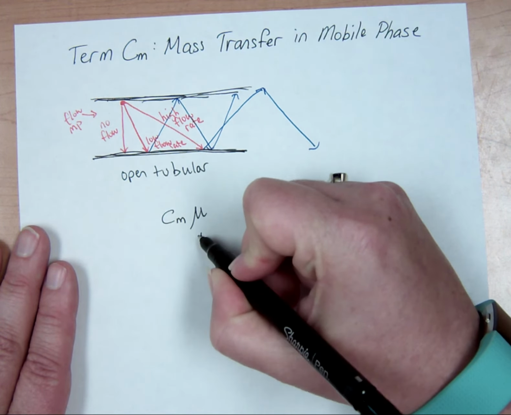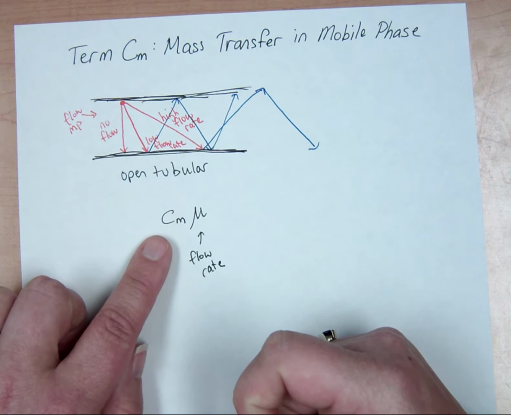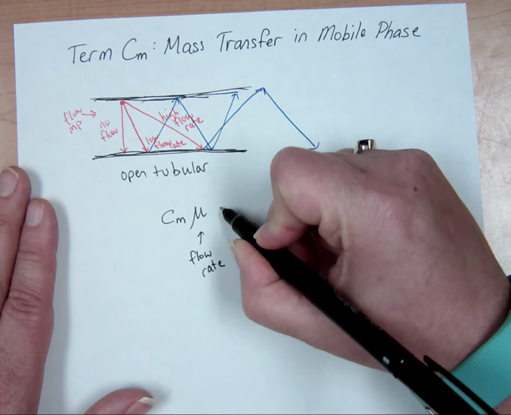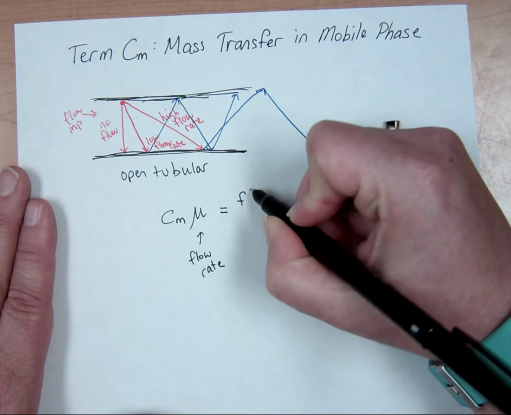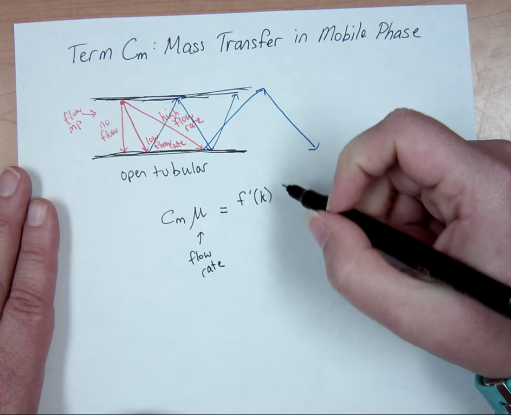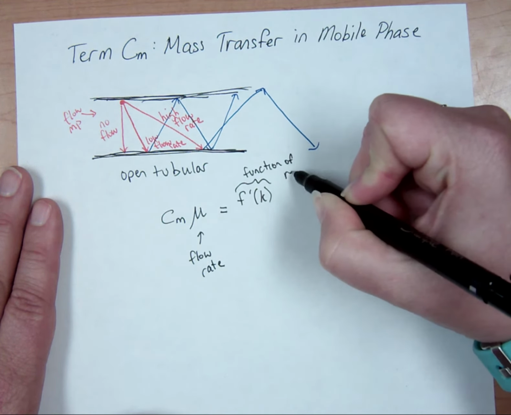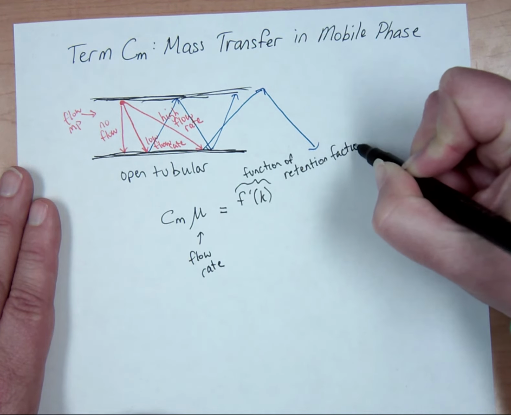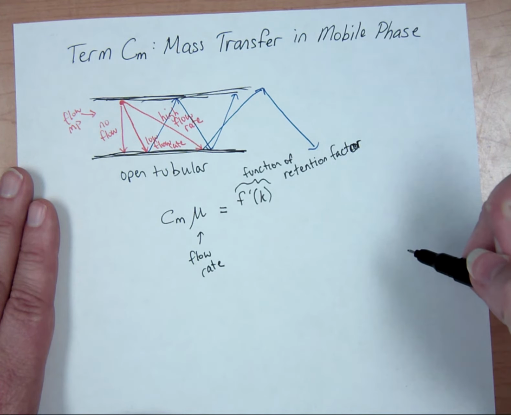Okay, so again, we've got flow rate here and our Cm, mass transfer in the mobile phase term. If we're trying to determine how we can minimize this, we need to know what components make up Cm. And what we'll find is there's some function of retention factor, and we know that the retention factor is analyte specific, and it basically relates the affinity for the mobile phase to Cm.